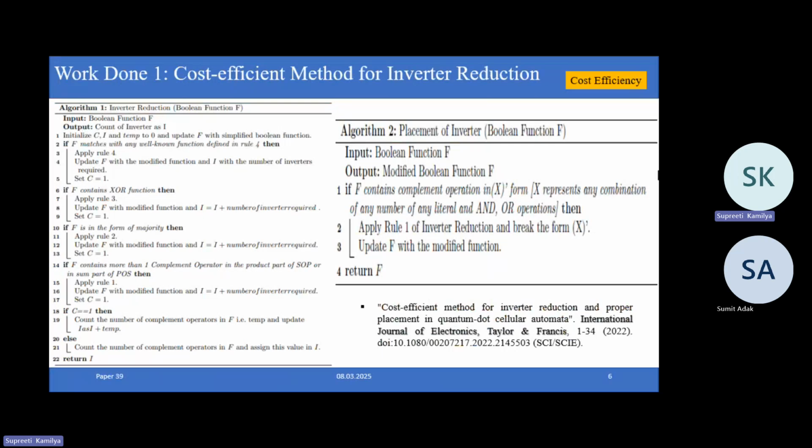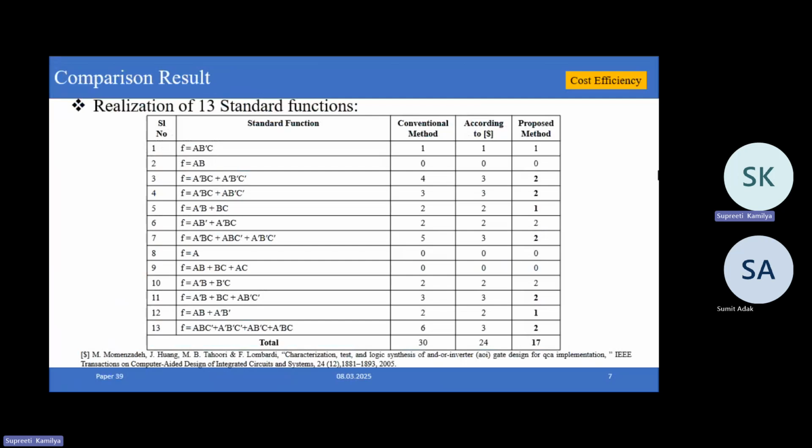But every time, inverter reduction is not possible. In that case, if we place the inverter in such a way that we can minimize the cost of the circuit, that is the second algorithm, the placement of the inverter. These are the two basic algorithms I have used for the placement and the reduction of the inverter. This paper is published, and we have investigated the performance of these two methods, the placement and the reduction, by using different functions.